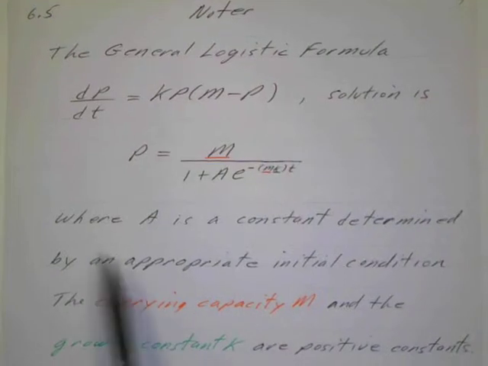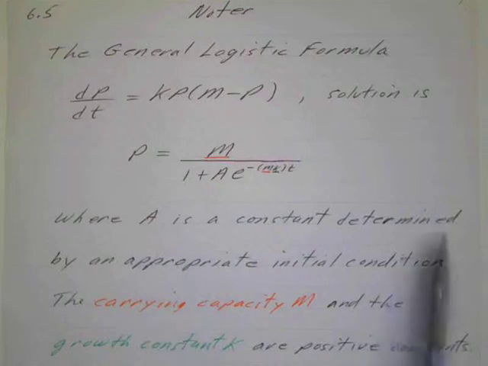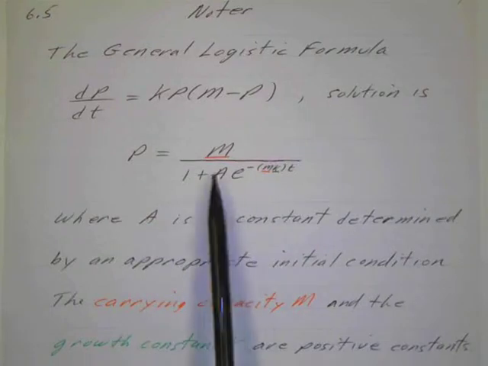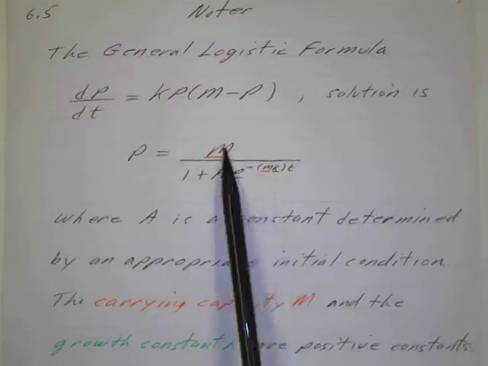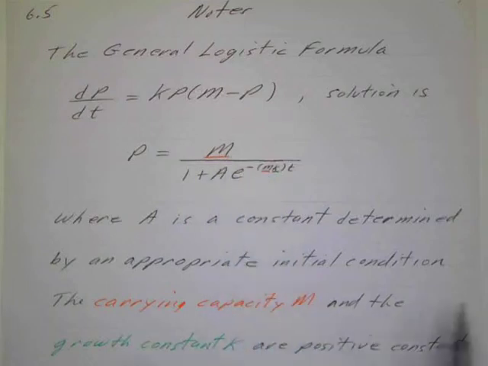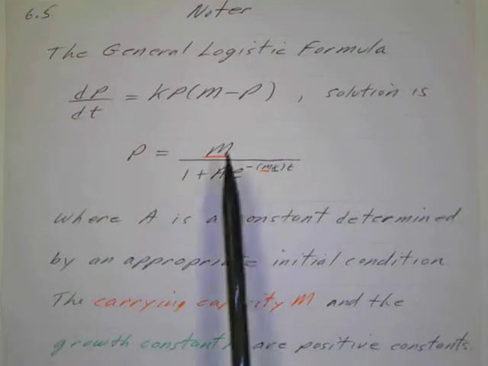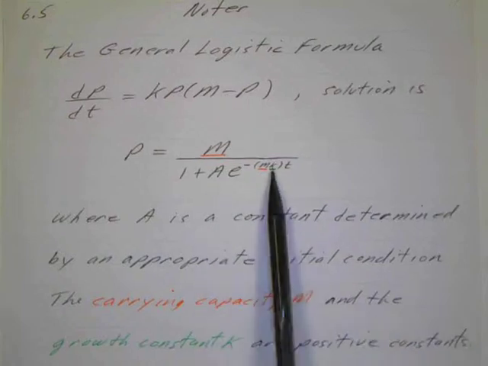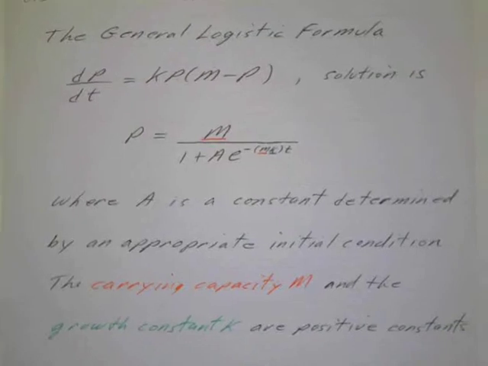This is our solution, where k is a constant determined by an appropriate initial condition, and a is a constant determined by an appropriate initial condition. All right, that's where that comes from. The carrying capacity is m, and notice where the carrying capacity fits here and here, because you're going to have to know this formula really well and what goes where, and sometimes they disguise it. And the growth constant is k. Okay, that was my growth constant there. And the carrying capacity m and the growth constant k are positive constants. Okay, so that kind of sets you up, and those are things you need to know.